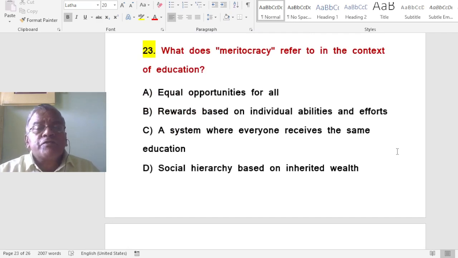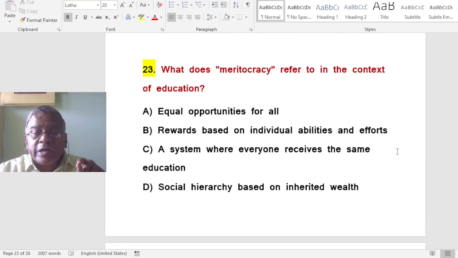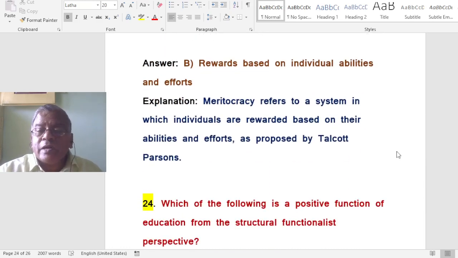What does meritocracy refer to in the context of education? Equal opportunities for all, rewards based on individual abilities and efforts, a system where everyone receives the same education, social hierarchy based on inherited wealth. What is the correct answer? Rewards based on individual abilities and efforts. Meritocracy refers to a system in which individuals are rewarded based on their abilities and efforts, as proposed by Talcott Parsons.